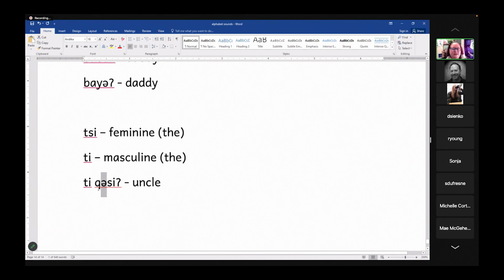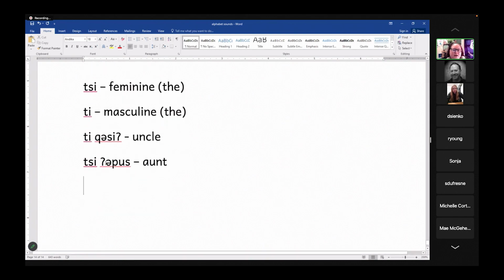T, C. In the Lushootseed dictionary, I think it's both ways, but I think they usually just omit that schwa. T, C. That's uncle. And then C, apus, aunt. C, apus. T, C. C, apus.